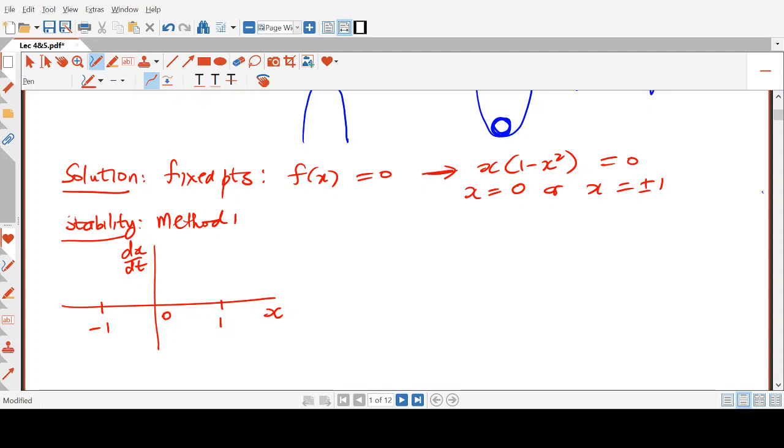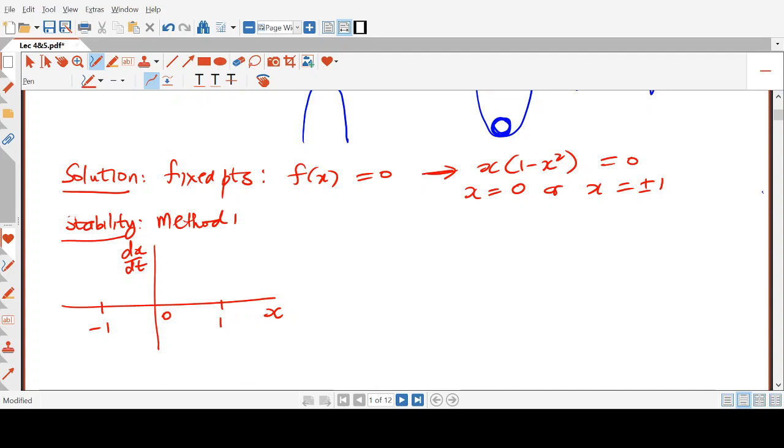Now, we need to check. We have four regions: one smaller than minus 1, one between minus 1 and 0, 0 and 1, and 1 to infinity. There are four regions. We need to see the behavior, the signs in those regions. So what we do is we take a typical number in each region and work out the sign. That will be typical of the entire region.